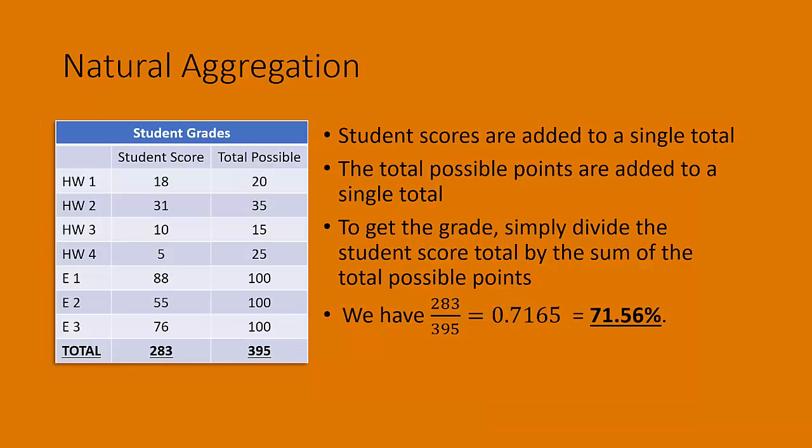In the natural aggregation, students' scores are added to a single total. So you have what the students scored, added and totaled, and they are put into a ratio of total points scored over total points possible. To get the final grade, you would simply divide the student's score total by the sum of the total possible points. As you can see here in this example, once the totals are accumulated, you have 283 over 395 total possible points, and your student has earned a 71.56% in the course.